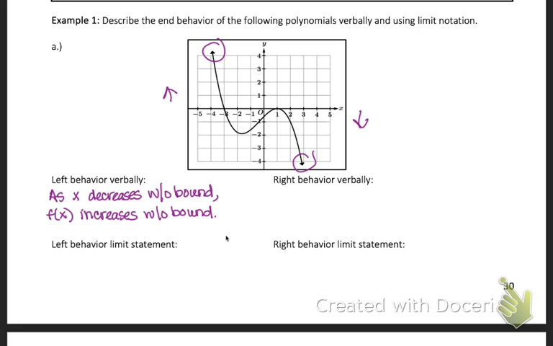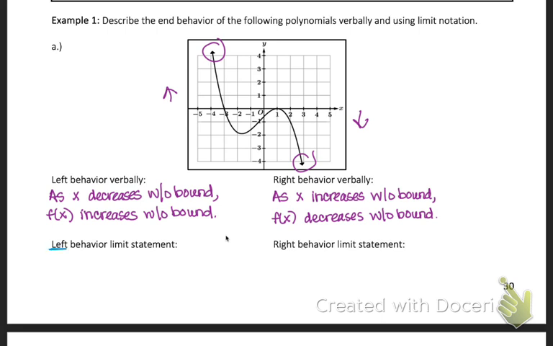So I would write this in a very similar way. As x increases without bound, that means as I move to the right, f of x decreases without bound, which means my arrow is pointing down. So here's how we would write this using limit statements.